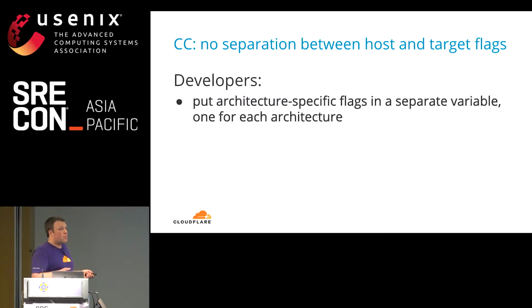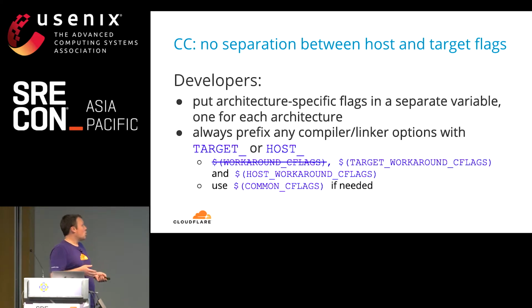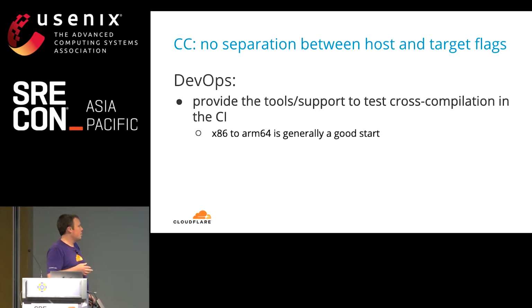So the advice here for developers is put your architecture-specific flag in a separate variable as before, and also always prefix all your flags with target or host, with the intent of which to use for the target compiler or with the host compiler. So don't do workaround C flags, do target workaround C flags and host workaround C flags. If you do have, I don't know, common architecture-independent flags, put them explicitly in the common C flags variable.